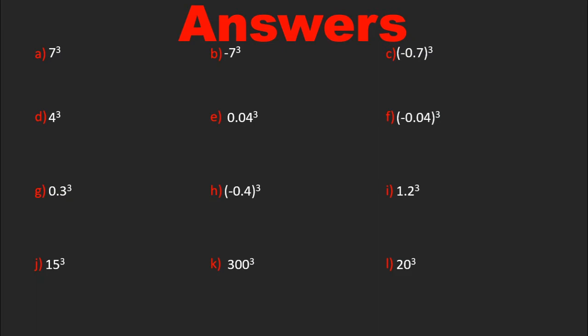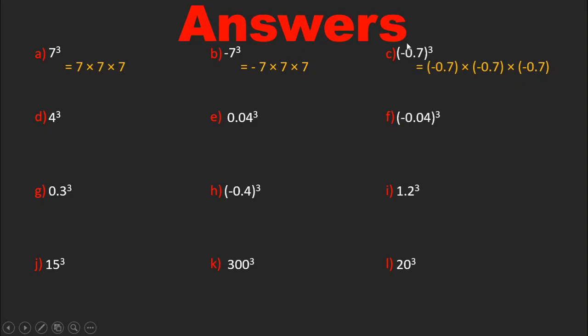For the first row, first we're going to multiply these values out. Notice with this one that I don't have brackets around the -7, so it's just negative and then 7 cubed. Negative 7 times 7 times 7.